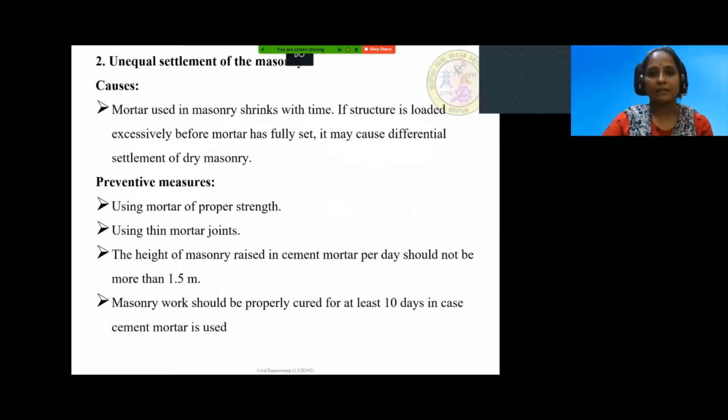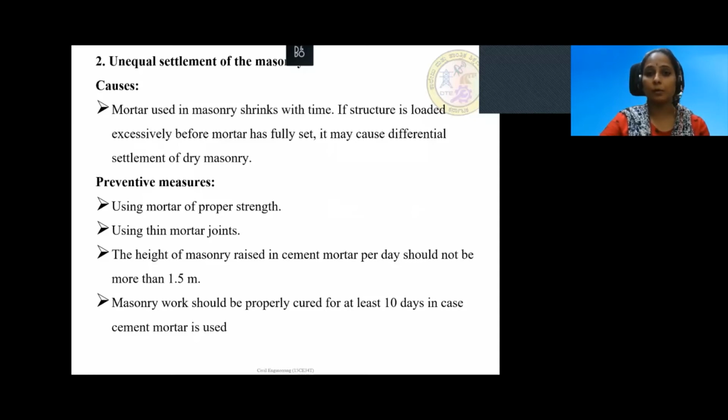Second one is unequal settlement of the masonry. What is masonry? Masonry means the construction, what we do. For the masonry work, we choose bricks, concrete blocks, etc. The mortar we use for the masonry work should be of good quality, right? The cement, sand, and water, everything should be of good quality, so it won't dry very soon or cause differential settlement.